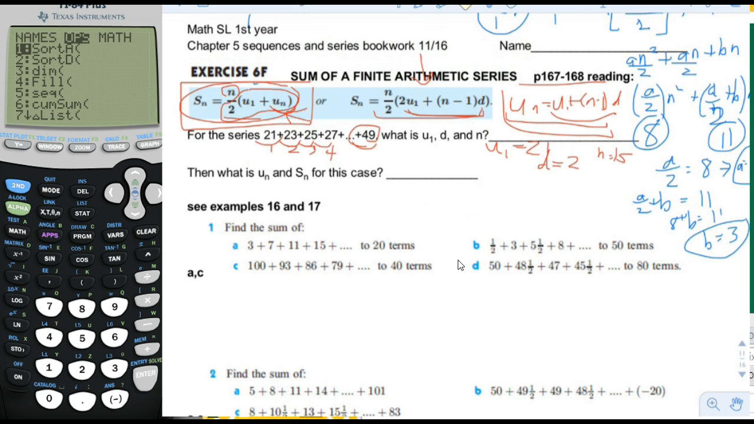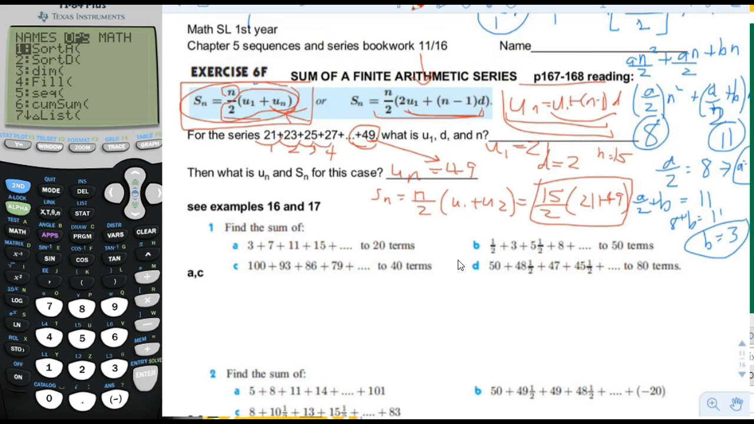Okay. Then what is un and sn for this case? Well, un is 49, right? It's the last term. What is sn? Well, we can use the formula above. So we could say sn is equal to n over 2 times u1 plus un. And that n we know is 15, right? 15 divided by 2 times 21 plus 49. Okay? So that's how you find the sum of that.